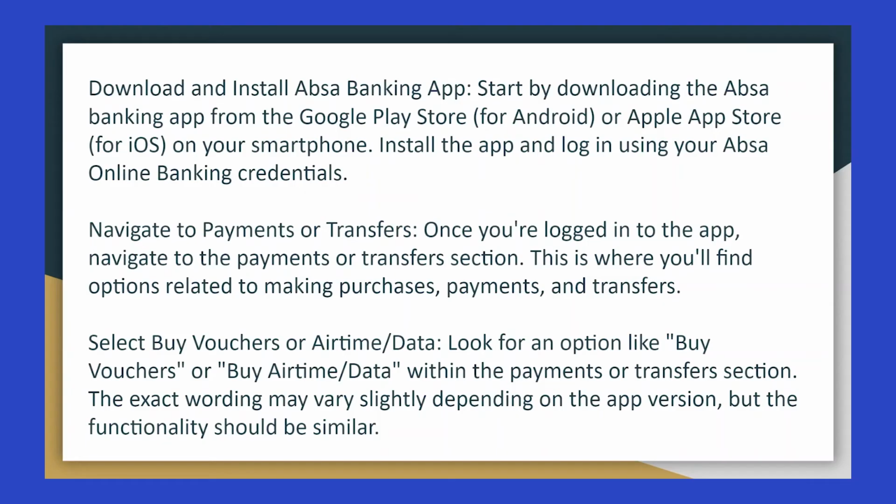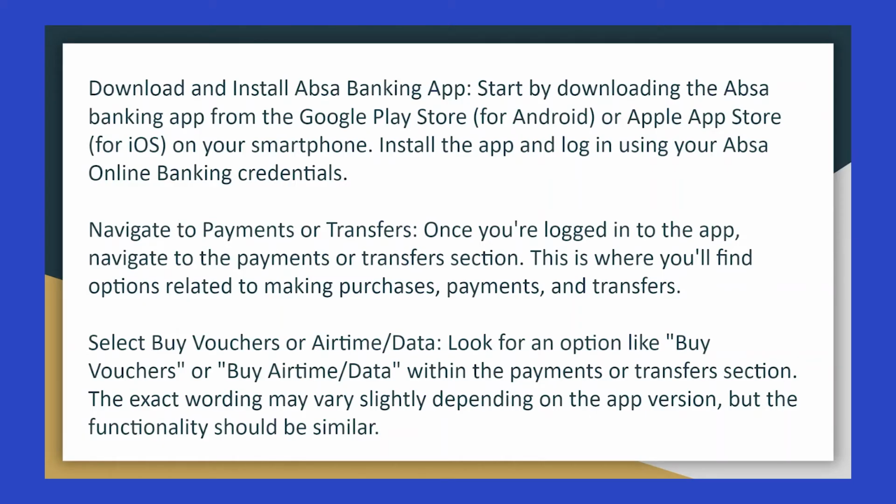Start by downloading the Absa banking app from the Google Play Store or Apple App Store on your smartphone. Install the app and log in using your Absa online banking credentials. Once you are logged into the app, navigate to the payments or transfers section. This is where you will find options related to making purchases, payments, and transfers.